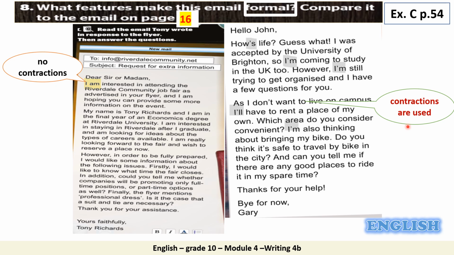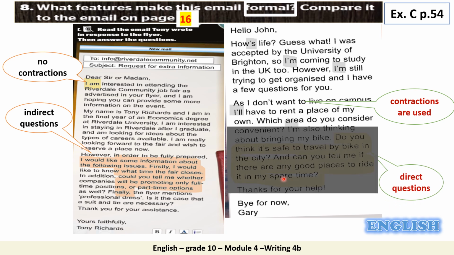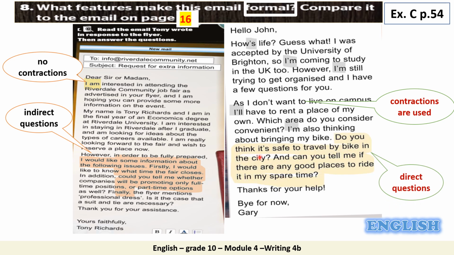Well, for the formal email, we have indirect questions. We covered this in one of the previous questions. As you can see, I would like some information. I would like to know. Could you tell me whether? And so on. While we have in the informal email, direct questions. For example, do you think it's safe to travel? The question is given directly.